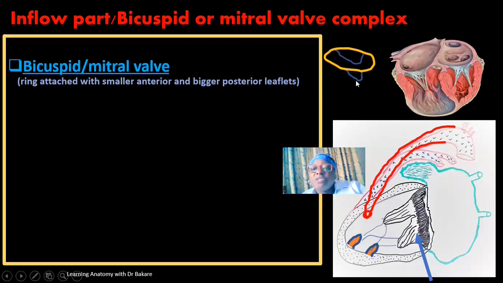We have the anterior smaller one and we have the posterior bigger one, and this is the way they are arranged, and this is the kind of configuration also that is presented here. You have the bicuspid ring, then you have the anterior leaflet and you have the posterior leaflet, and that is the kind of configuration that is presented by the bicuspid valve or the mitral valve.